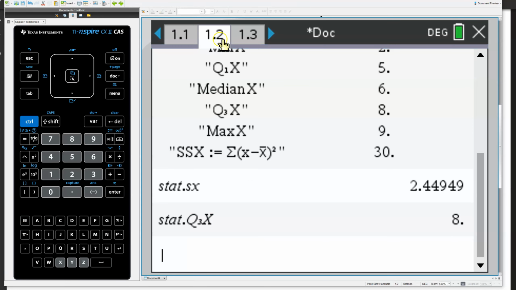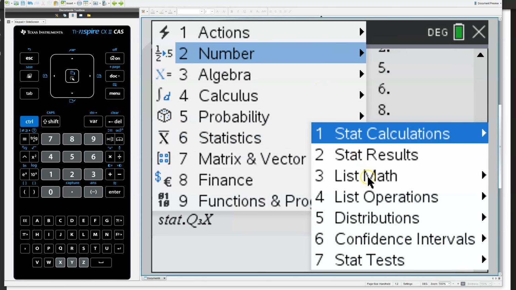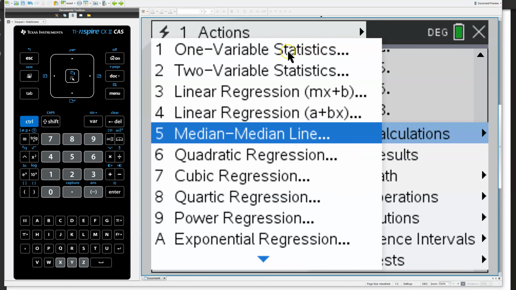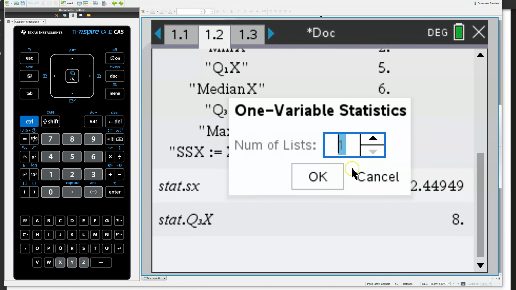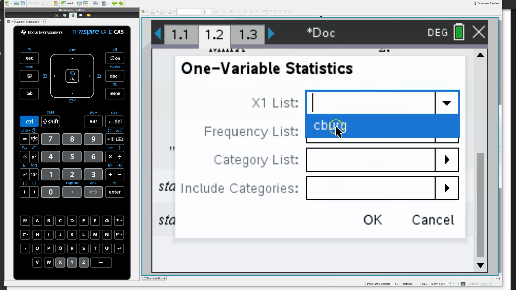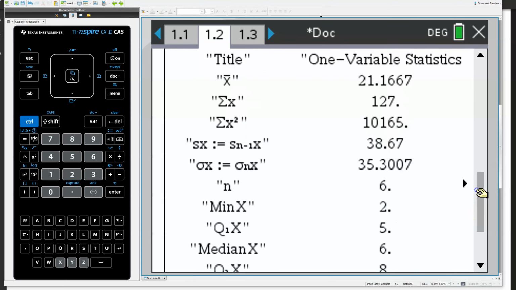It'd be good for us to review, right? Menu, statistics, stat calculations. Oh, come on, what's going on? Why is this lagging so much? And variable statistics. And let's put in our C-burger. Now it looks like the same operation, but now I've got a different number in there. So if you look, the mean is now 21 cheeseburgers, but the median is still 6.